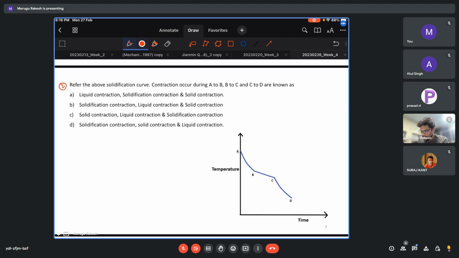So this is simple. This is the liquidus curve. This is the solidus curve. So this will be the liquid contraction initially, that is A to B, followed by the solidification contraction, and finally the solid contraction. So this is where we have the solidification. So option A is the correct one.